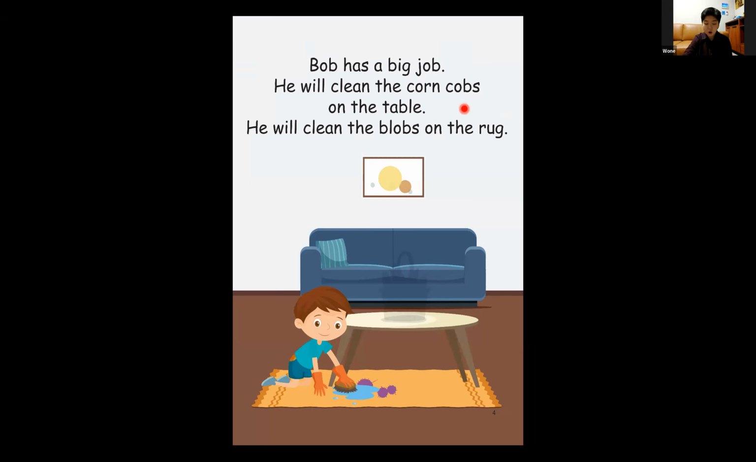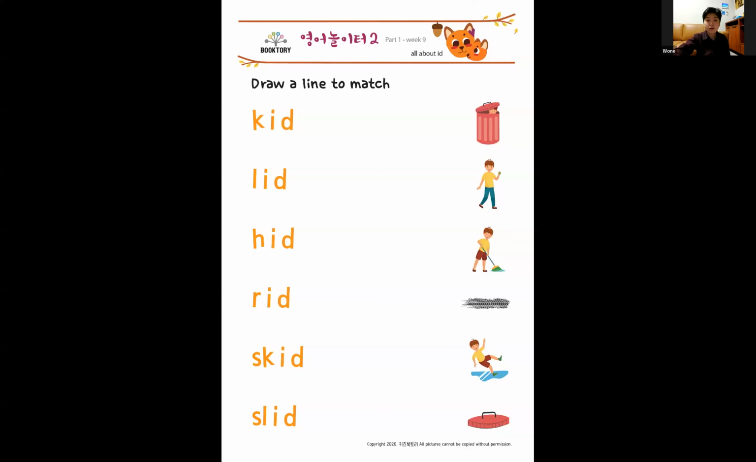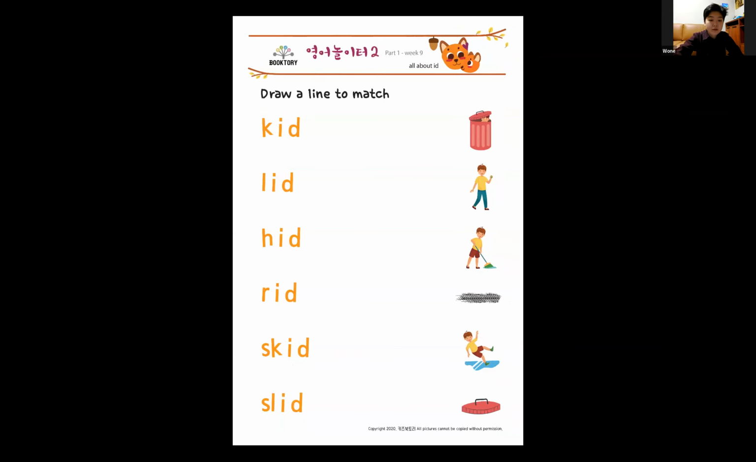Let's go ahead and go on to the workbook. So let's go ahead and start our workbook. So the first word, what is that first word? Kid. So who is the kid? This is the kid, right?